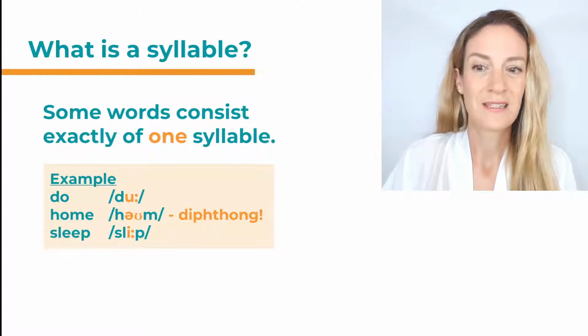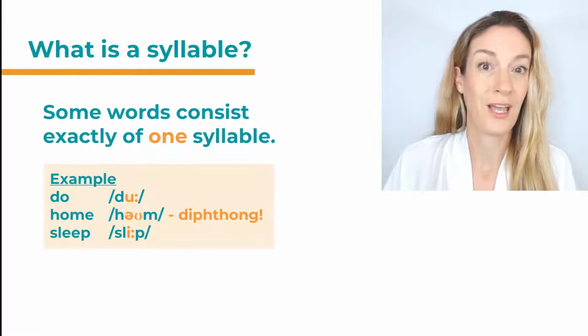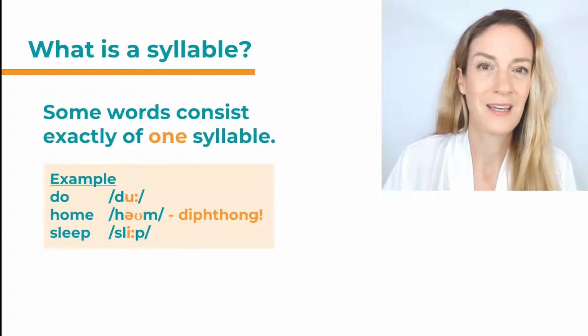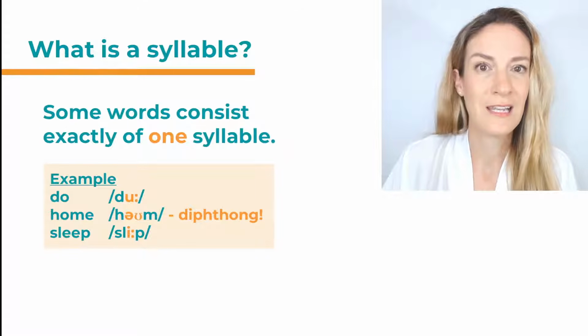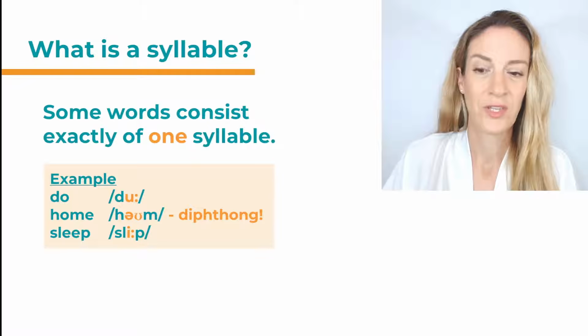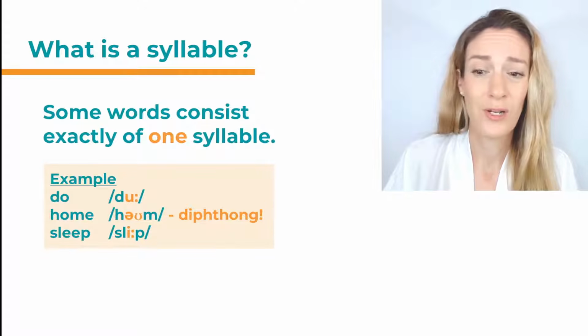So let's have a look at some more examples, because some words consist exactly of one syllable. I just showed you some examples. Here are some more. For example, do. U is the vowel sound here. Home. Here we have O, another diphthong. Or sleep. Here the long E is the vowel sound. You can see there are some consonants within the syllable, and they're all exactly one syllable because there's only one vowel sound.